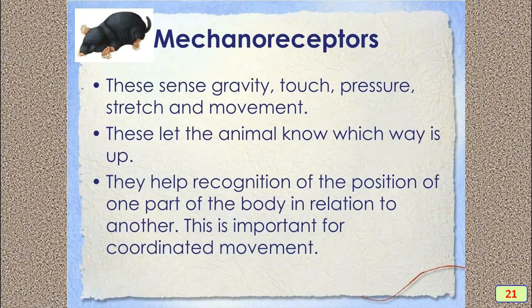Then the mechanoreceptors are sensitive to touch, pressure, and also movement. These let animals know where they are, and they help recognize the position of one part of the body in relation to another. And this is important for coordinated movement.